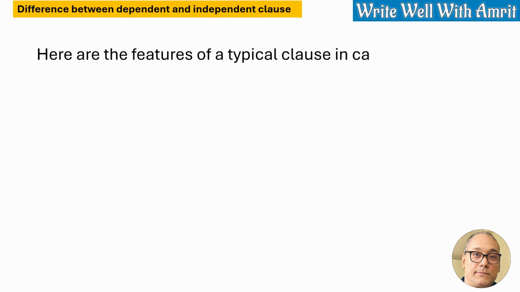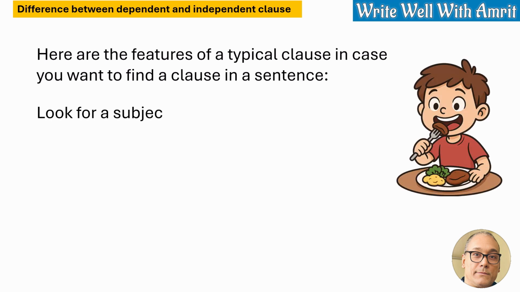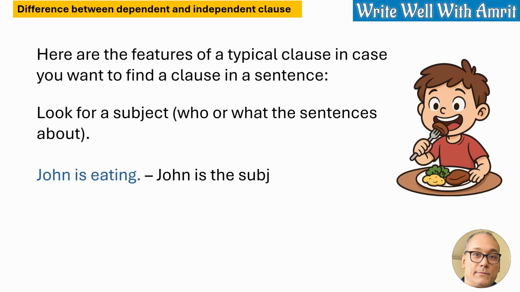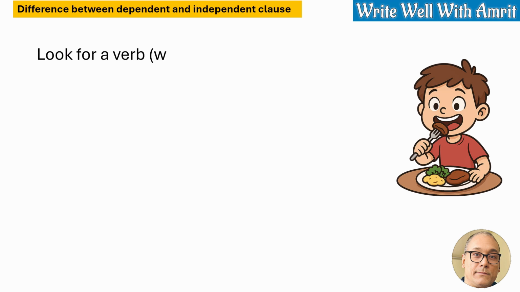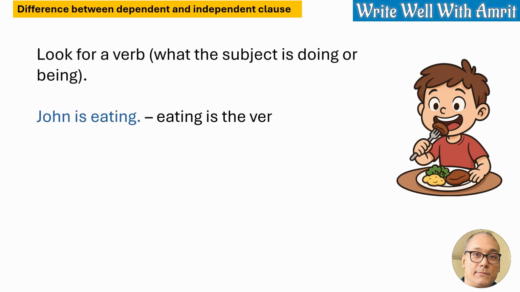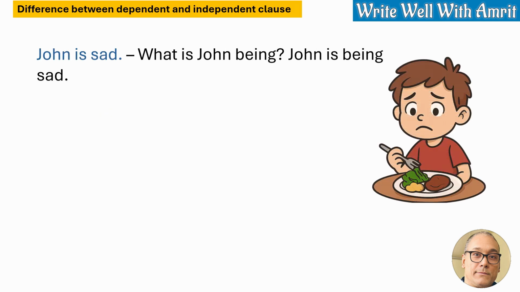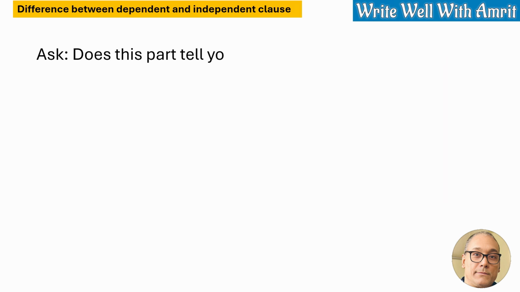Here are the features of a typical clause, in case you want to find a clause in a sentence. Look for a subject: who or what the sentence is about. Like, John is eating. John is a subject because the sentence is about John. Look for a verb: what the subject is doing or being. John is eating. Eating is the verb. John is sad. What is John being? John is being sad. Ask, does this part tell you something meaningful?